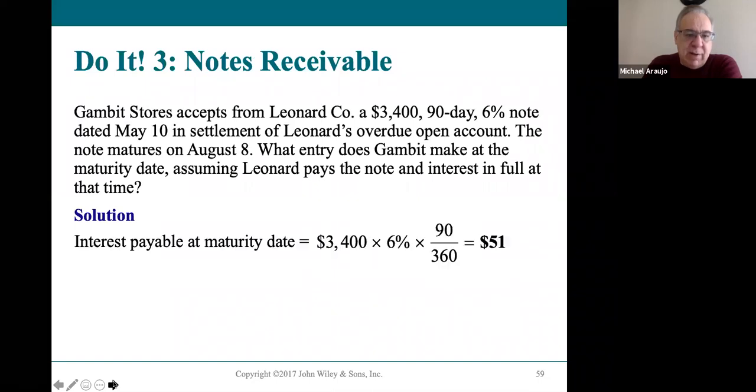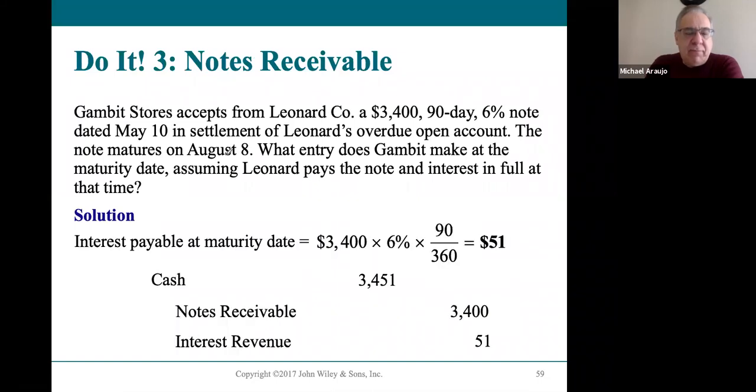All right, so here, same thing. There's a few problems that you're going to have to do with notes. It's really about calculating interest. So here is a $3,400 90-day 6% note in settlement of an overdue account. So the note receivable replaces the accounts receivable. All right. The note matures on August the 8th. And what entry does Gambit make?